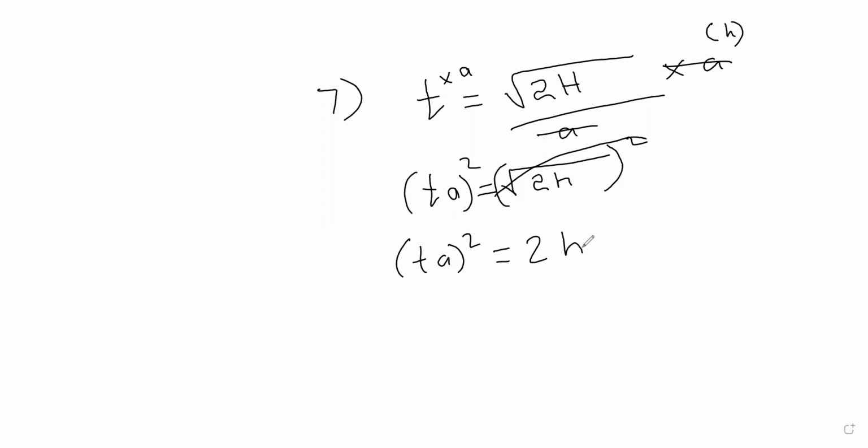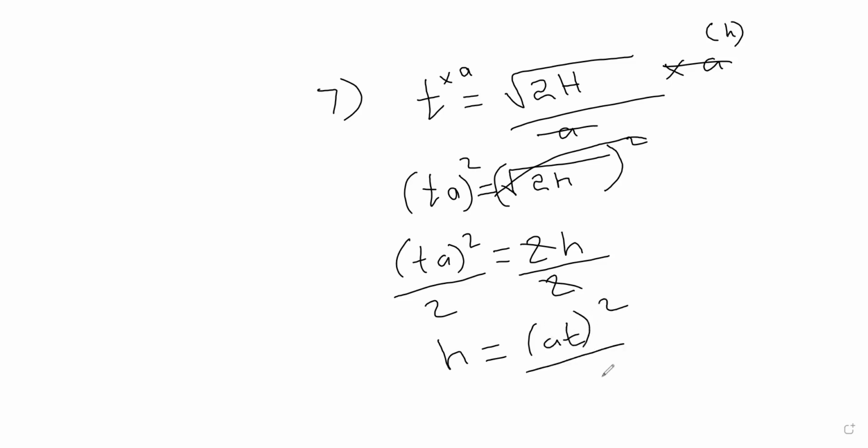And then looking at our question, they said make h the subject of the formula. So if we are at this stage, what you simply do is you divide both sides by 2, where this 2 will cancel that one, and then you have h is equals to ta squared over 2, or you can write it as h is equal to a squared plus t squared over 2.